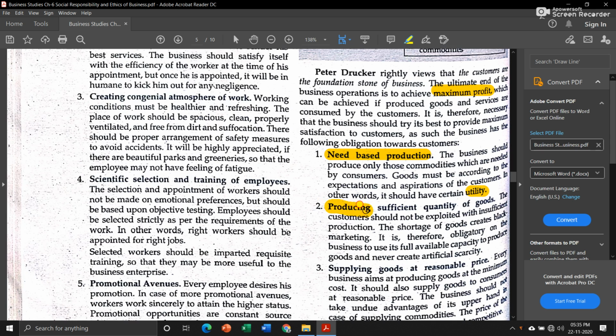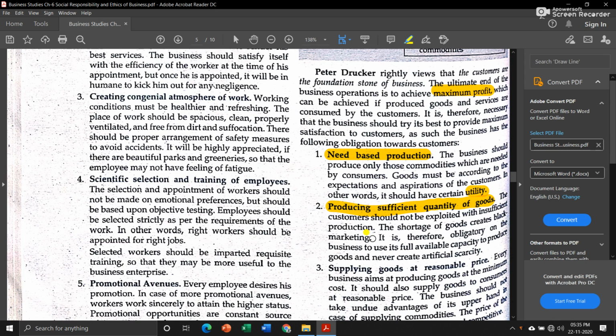The next is producing sufficient quantity of goods. The customer should not be exploited with insufficient production. The shortage of goods creates black marketing. When goods demanded by a customer are not available in the market, and the customer needs them very badly, it will lead to black marketing, meaning he will become willing to pay any amount of money to buy that particular thing.